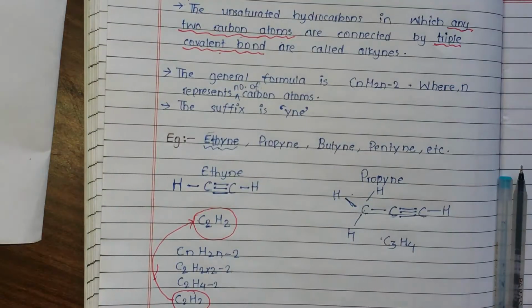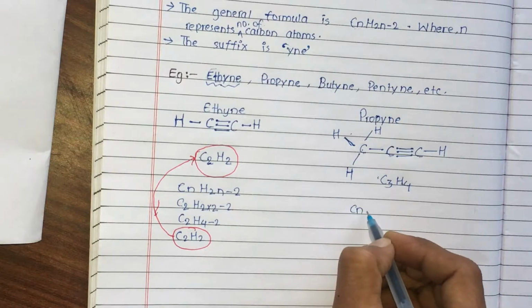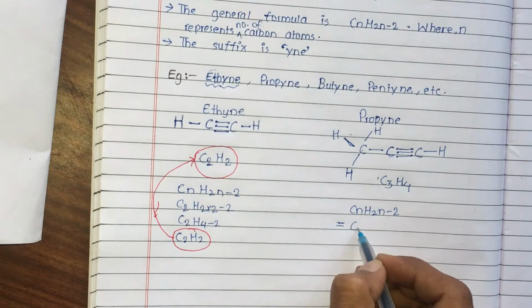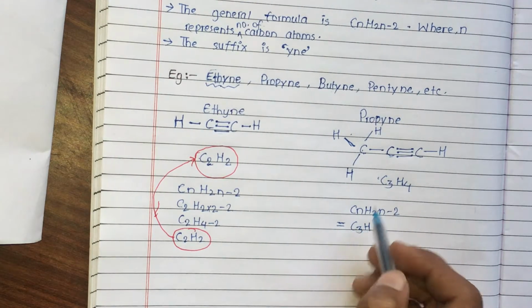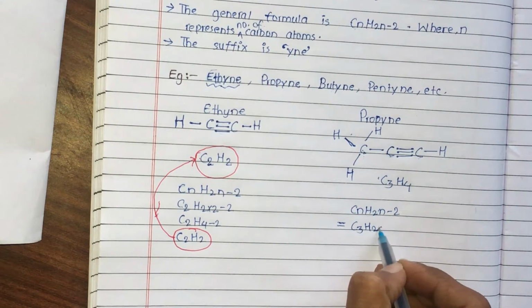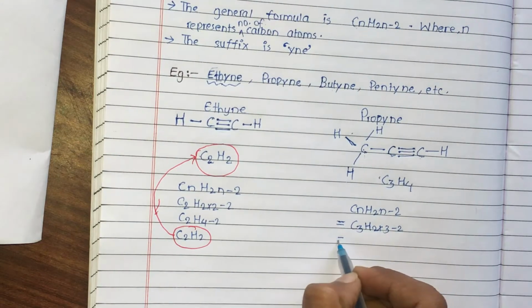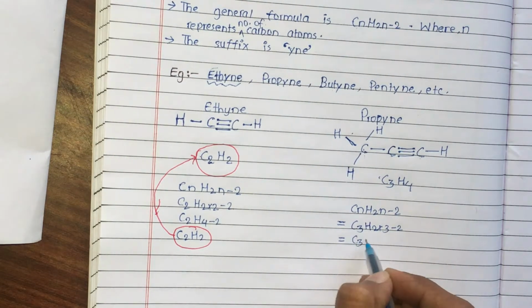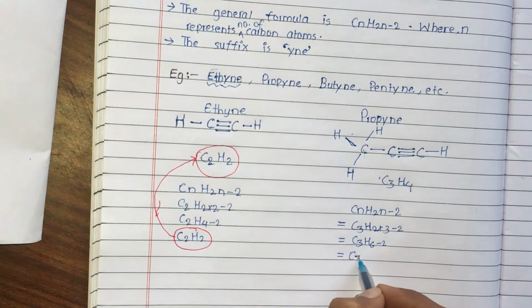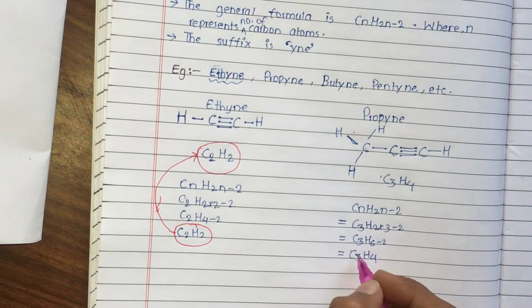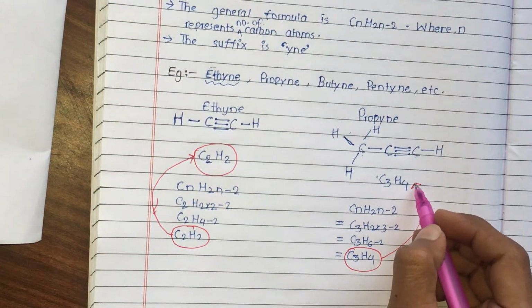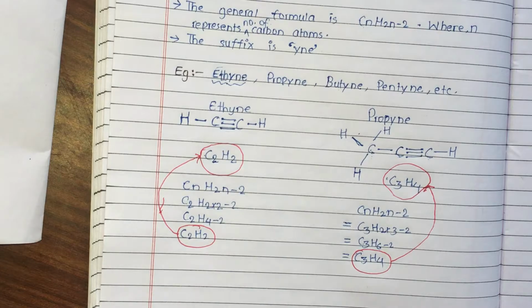Okay, this one is matching with this. Similarly, let's check propyne. CnH2n minus 2. We put here 3 as the number of carbon atoms, because there are 3 carbon atoms, 1, 2 and 3, and here H2 into 3 minus 2, and here we write C3H6 minus 2. Okay, and we write here C3H4, which is matching with this formula. Okay, so here we conclude our formula is right.